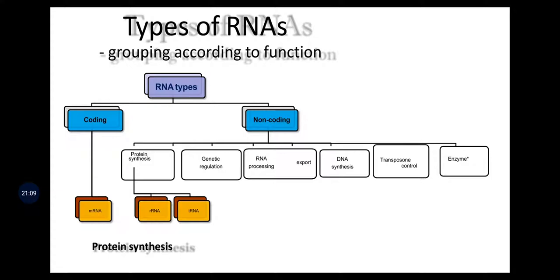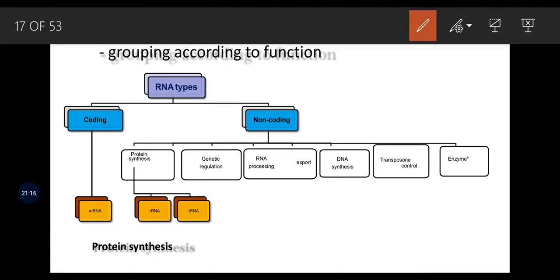Coming to the types of RNA, grouping according to coding and non-coding, in coding form, mRNA comes under the coding grouping. Coding means it plays a very major role in the process of transcription as well as translation. In transcription, it won't take a major part, but it is synthesized in the process of transcription. But for translation, mRNA is very important.